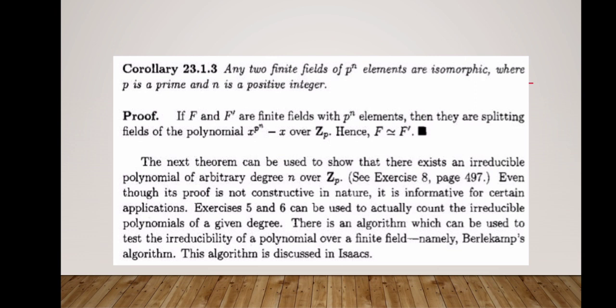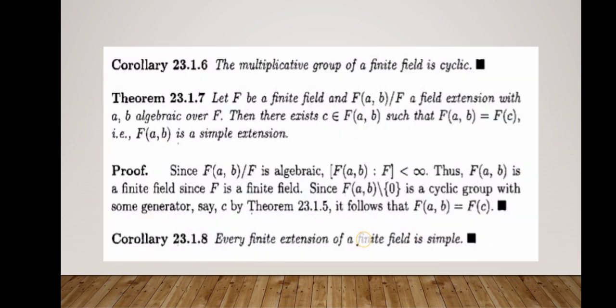The next theorem can be used to show that there exists an irreducible polynomial of arbitrary degree n over GF(p). Even though its proof is not constructive in nature, it is informative for certain applications. Thus, exercises 5 and 6 can be used to actually count the irreducible polynomials of a given degree. There is an algorithm which can be used to test the reducibility of a polynomial over a finite field, namely Berlekamp's algorithm. This algorithm is discussed in Isaacs.